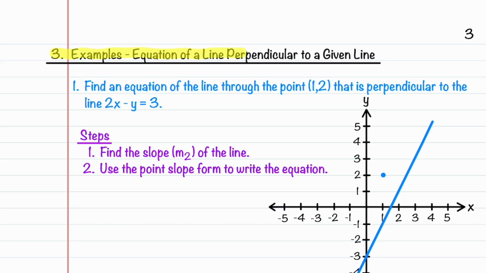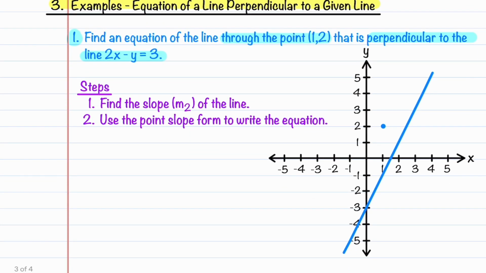Let's now look at some examples where we're going to find the equation of a line perpendicular to a given line. In our first example, we're going to find the equation of the line through the point (1, 2) that is perpendicular to the line 2x - y = 3. The point and the line are both graphed here on the right.